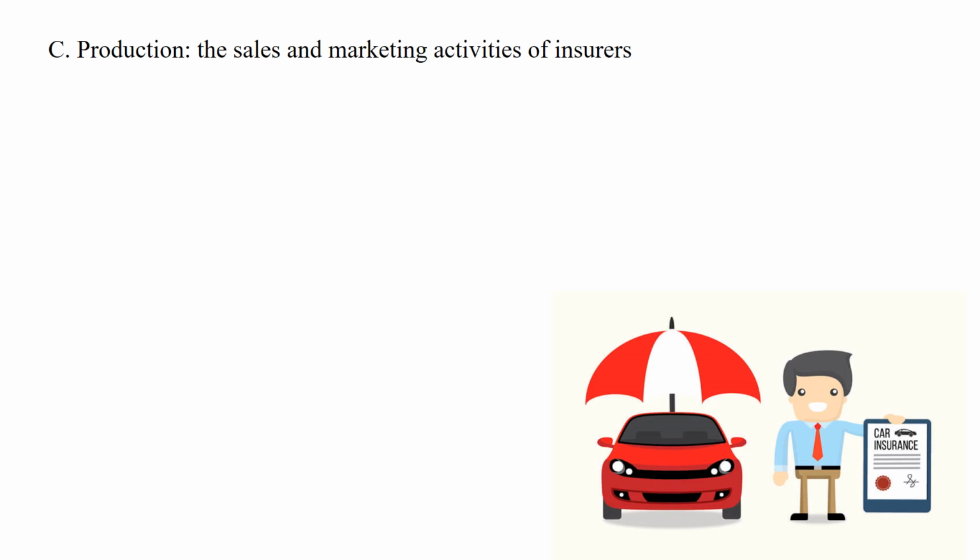Let's move to the next function, production. Production means the sales and marketing activities of insurers. Okay. It doesn't mean the product pricing. It means the sales and the marketing activities of insurers. And who are producers? Agents. Agents are often referred to as producers.